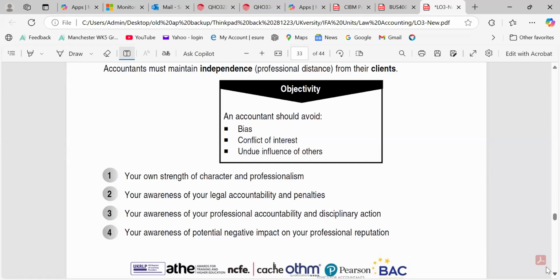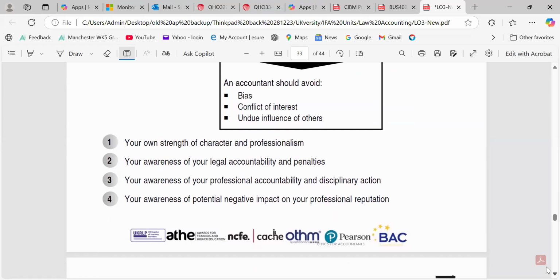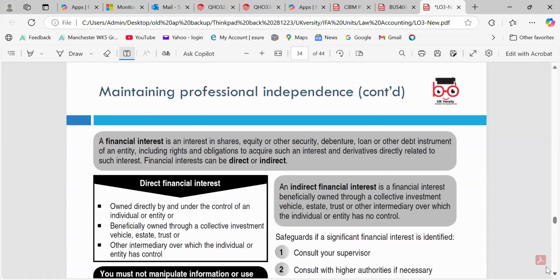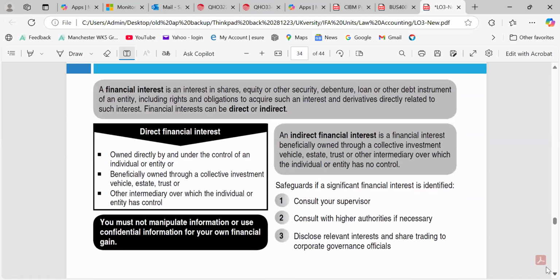So legal and accountability penalties and disciplinary actions can have a negative impact on the business and the reputation. Then there are financial interests, direct or indirect, sometimes involving families and friends, sons and daughters. That's why you're not supposed to do the accounts of loved ones or close family relationships.